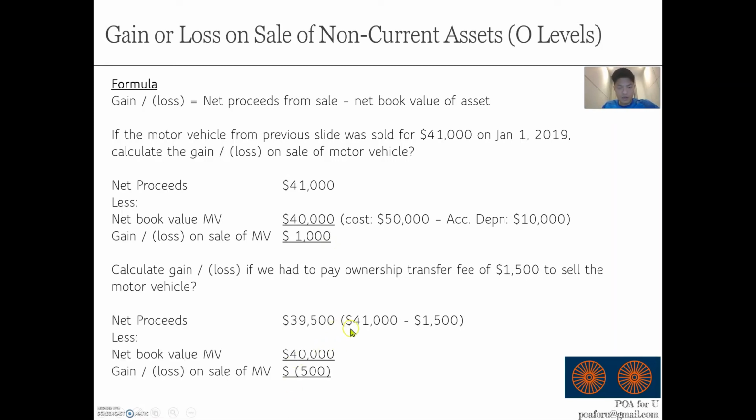Okay, so your proceeds will be 41,000, which is what you got in terms of cash, right? And then you have to less off the fee that you have to pay to transfer this asset, so the net proceeds are 39,500 and there will be a loss of $500 in this case. Okay, so that's all for gain or loss.